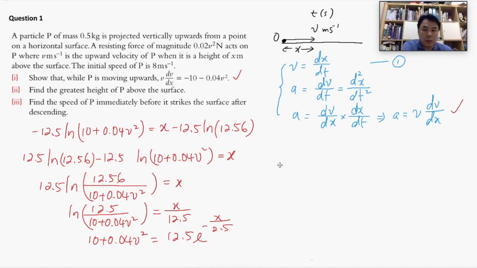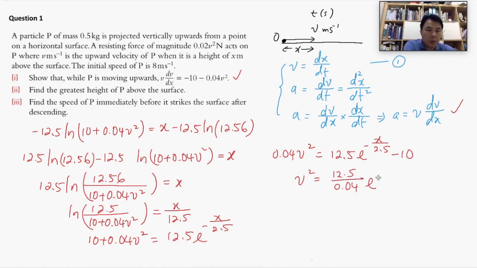Okay, so let us see what we have. From here we have 0.04 v squared is equal to 12.5 e to the power negative x over 2.5 minus 10, and then v squared is equal to, we have, let me see, 150, so that is 12.5 over 0.04 e to the power negative x over 2.5, and then subtract off 250.